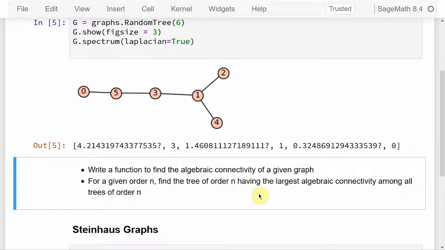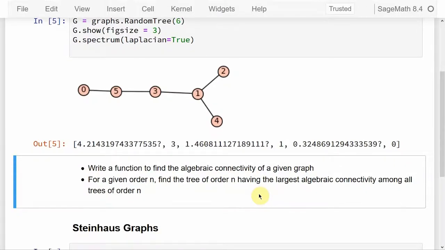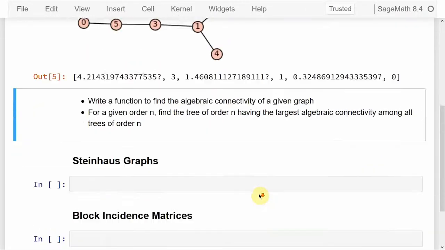So that's one problem. Is this clear? This is, as I said, optional. If you want, you can do this one or any of the other two exercises.